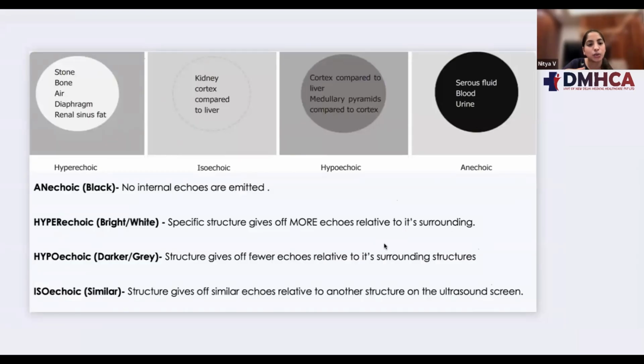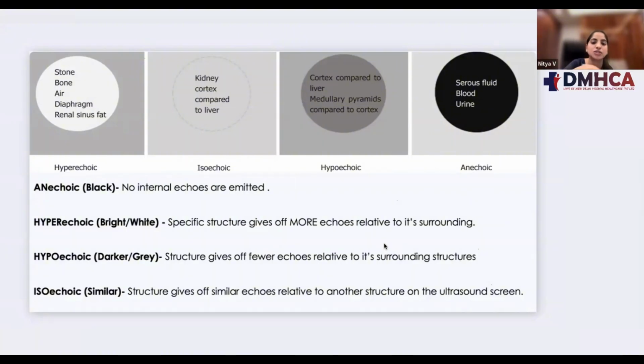When we use the term anechoic, that means anything which is clearly black, that is, it is not providing any internal echoes. For example, fluid, serous fluid, blood, urine, so the gallbladder and urinary bladder will appear black, that is anechoic. When we talk about hyperechoic, which is bright, any structure which is giving more echoes will be brighter than the surrounding structure, and that is called hyperechoic. So anything which gives off more echoes will have a whiter appearance.